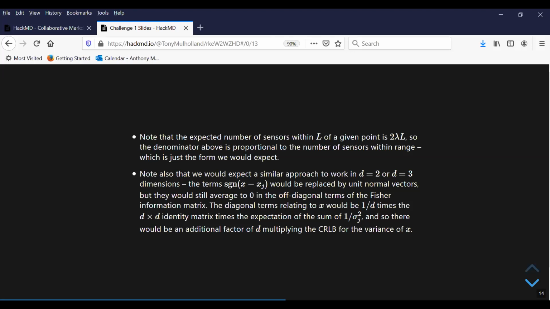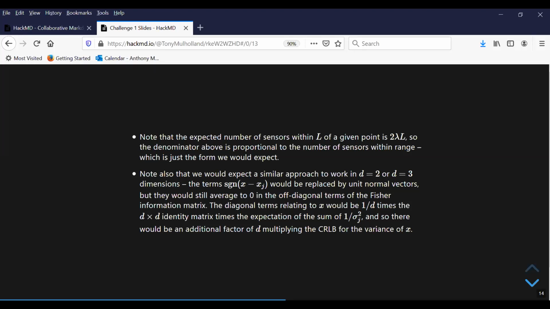We should note also that we would expect a similar approach to work in 2 or 3 dimensions. Those quantities that were the sign of x minus x_j, just plus or minus 1, would be replaced by unit normal vectors in the higher dimensional space, but they would still average to 0 in the off-diagonal terms of that Fisher information matrix. So apart from some scaling factors that depend on whether you're in 2 or 3 dimensions, we expect that this analysis would press on through.